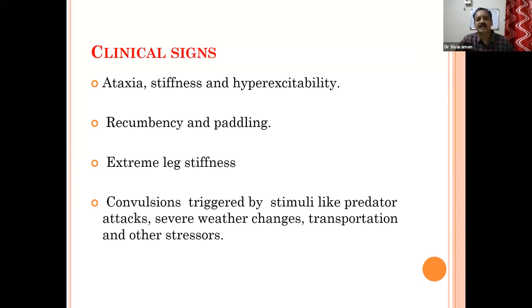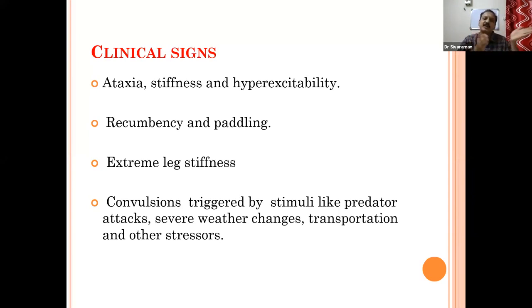Here there will be stiffness, ataxia, and hyperexcitability. The paddling will be there, and extreme leg stiffness will be there, and the convulsions will be triggered by external stimuli. When you make the external stimuli, immediately the animal will have convulsions. And stress conditions and transportation are the predisposing causes for this hypomagnesemic tetany.